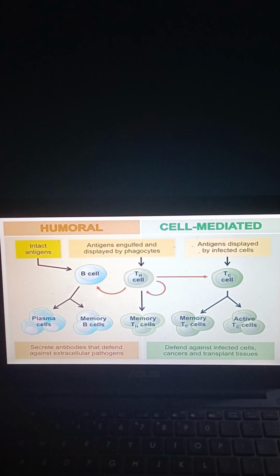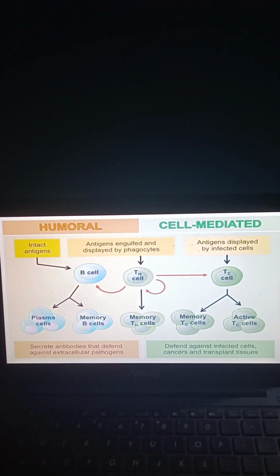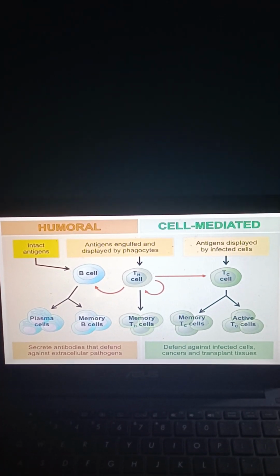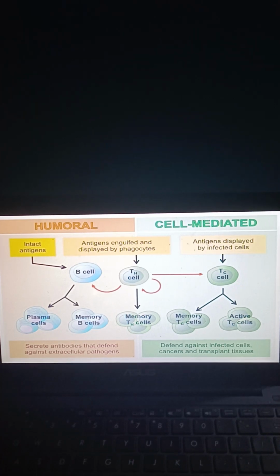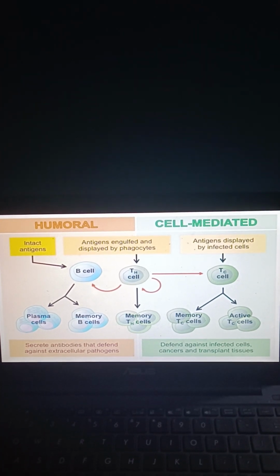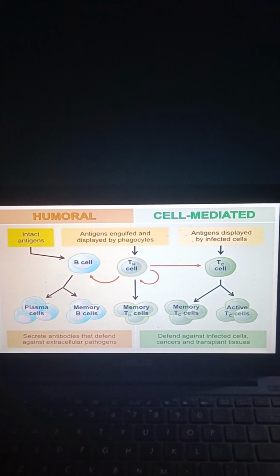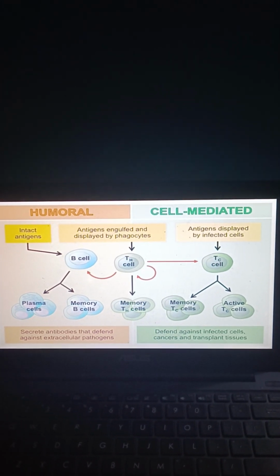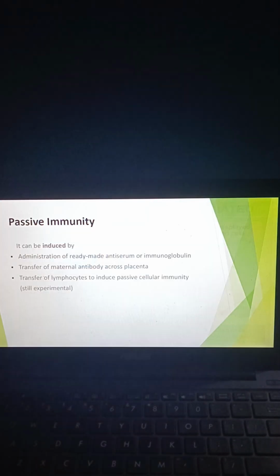This is a complex mechanism, and you have to read more books and articles about humoral and cell mediated immunity to learn more about this topic. So please go through different books to learn more about humoral and cell mediated responses.